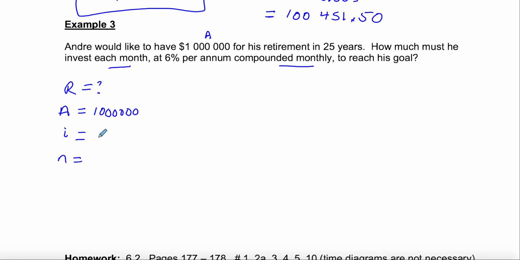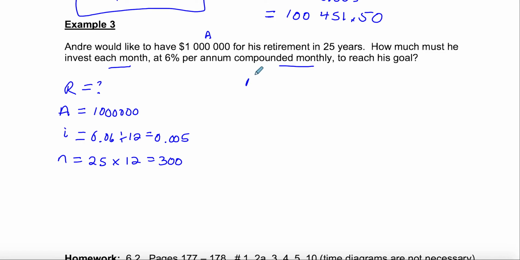The I is going to be calculated the same way, 0.06 divided by 12, because it's monthly, so I get 0.005. And the N, this is for 25 years, every month, so we get 300 payments. So we know a lot of the information, but we don't know how much the regular payment is.